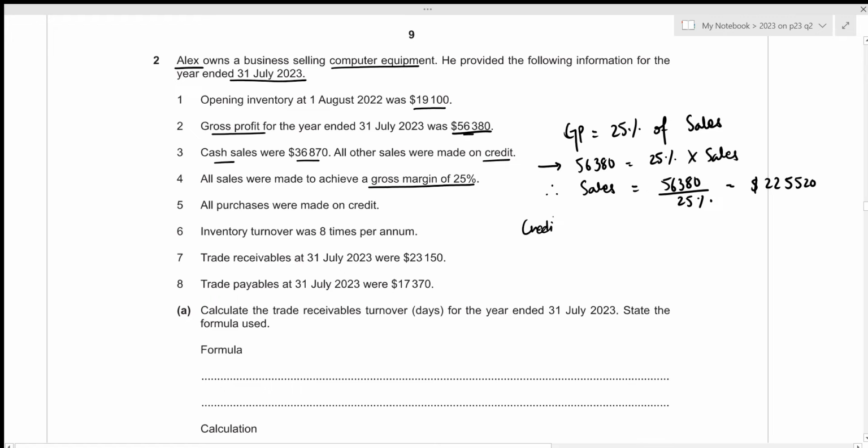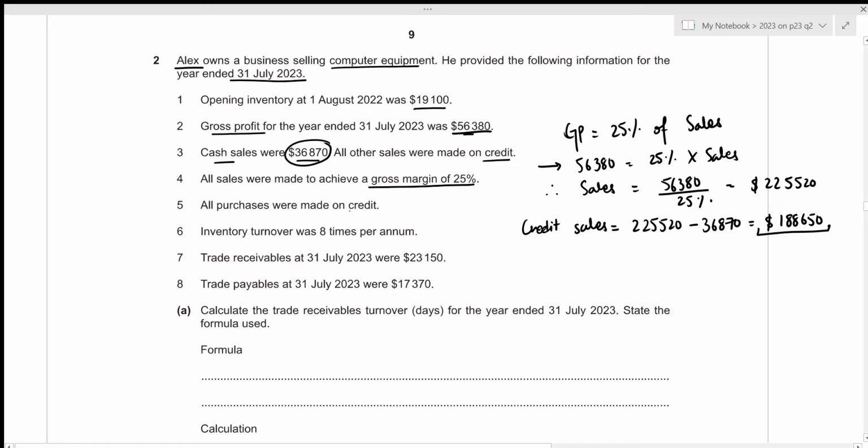Now let's calculate the credit sales. Since we are already given cash sales, the excess of this value from our total sales is going to be credit sales. So that will be 225,520 minus our cash sales of 36,870, which results in the value of 188,650. That's our credit sales.